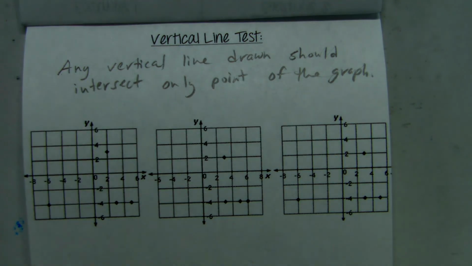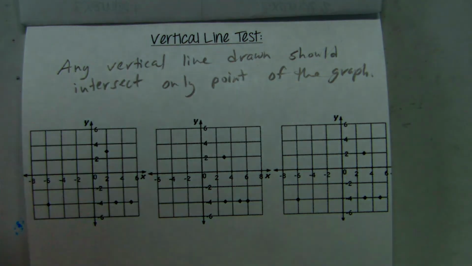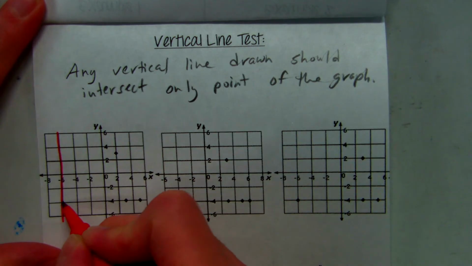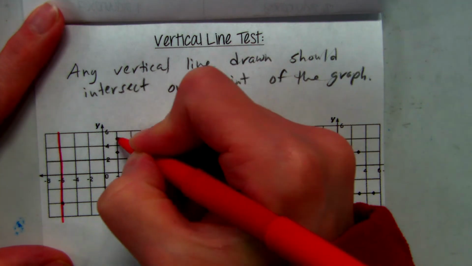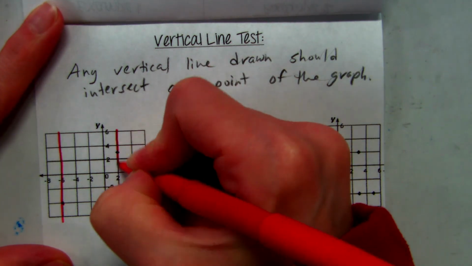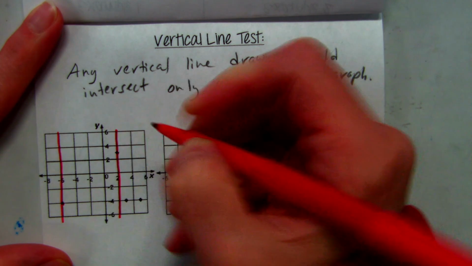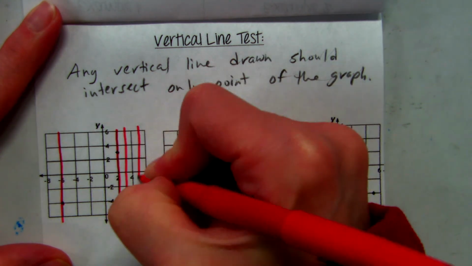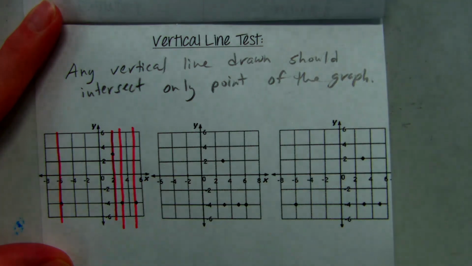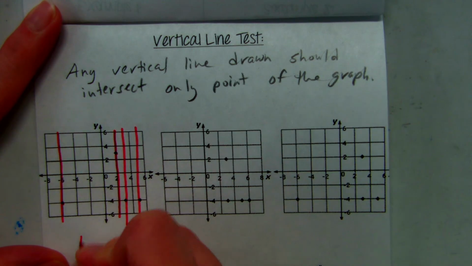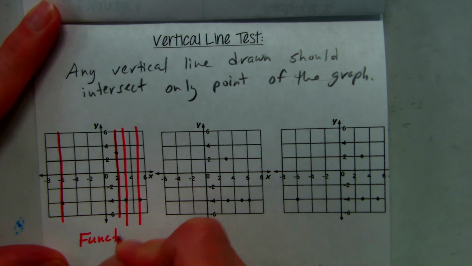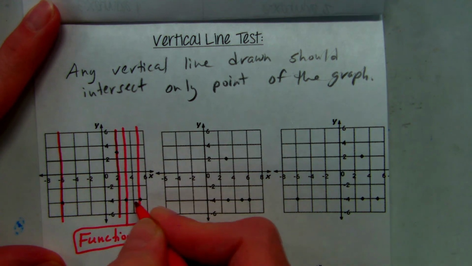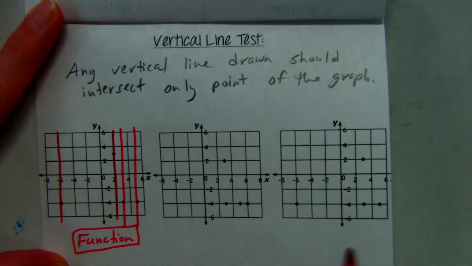I'm going to use some color just so you can see this. So I have a point over here. If I put a vertical line through that, it's hitting 1 point. Here's another one over here. If I put a vertical line through that, it hits 1 point. If I do a vertical line through this one, it only hits 1. Vertical line through that one only hits 1. So this one is okay. It is a function. Any vertical line that I drew that hit points on the graph only hit 1 point.